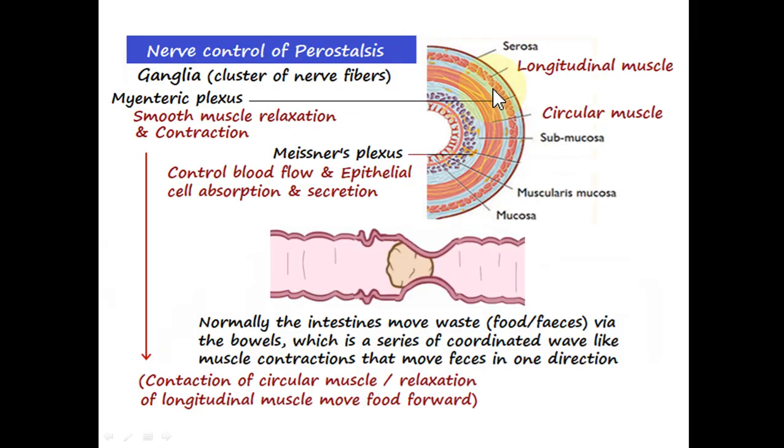Now this system, the enteric nervous system, controls the peristaltic contractions. Normally the longitudinal muscles keep the intestine in a high tone position. By that I mean it is contracted, but when stimulated they relax and allow the food contents or the fecal matter to pass. So the outermost layer is the serosal layer.